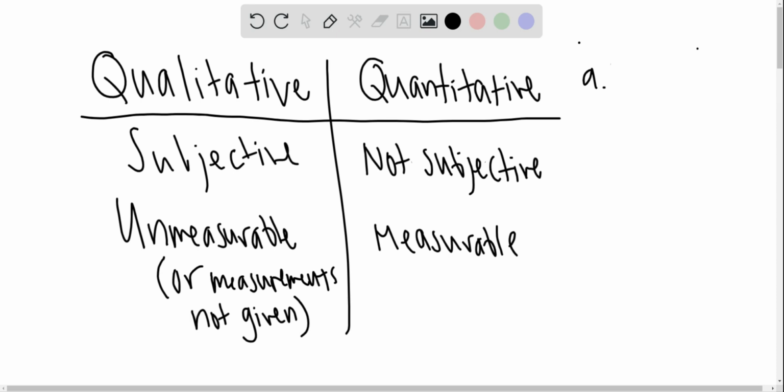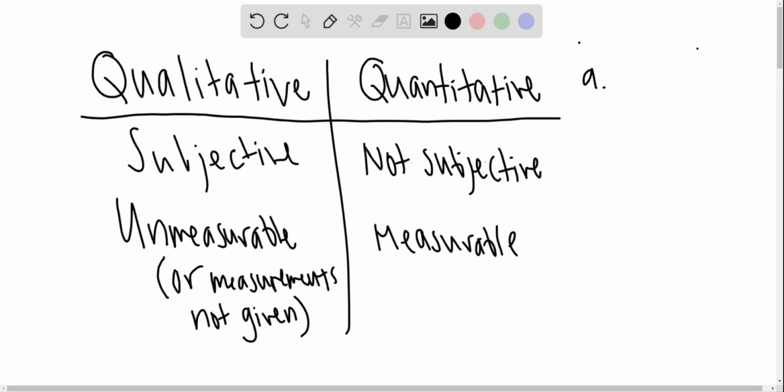As you can see from my little chart here, qualitative statements are first statements that are subjective, meaning that they are opinion-based. So I can't really prove them. They're just based on what I think. And how you can know if something is subjective is whether it is measurable or not. So subjective statements are always unmeasurable, meaning that they are unable to be proven by a particular number. Now, you see I put in parentheses "or measurements not given."